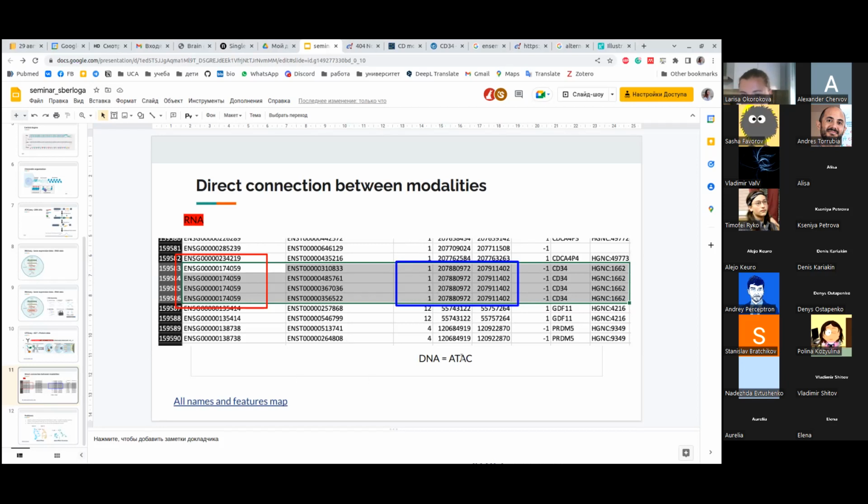Okay, thank you. And how do we understand the strands? As I've got it, strands are different sides of DNA. Yeah. But how do we work with it? Are there some differences between positive and negative strands for the same, for example, CD34?